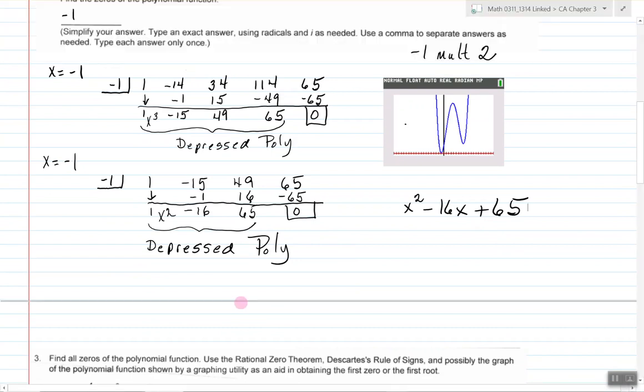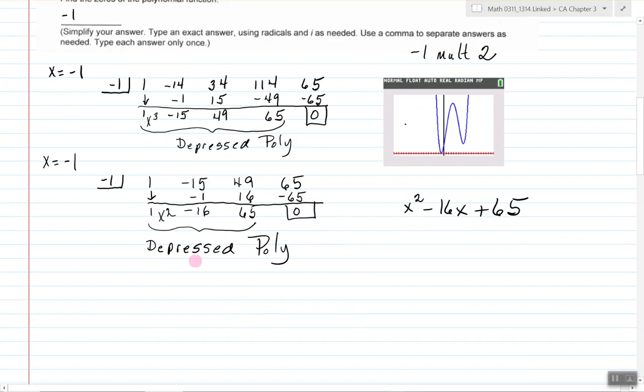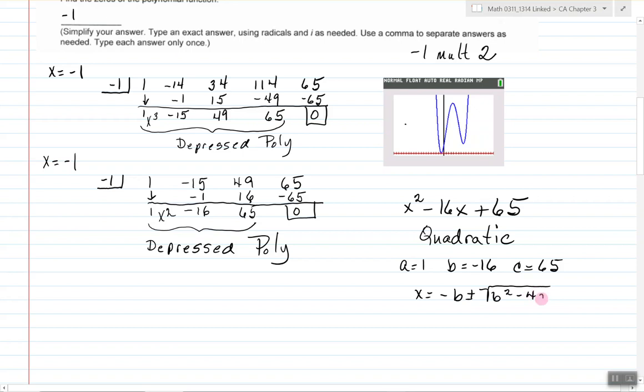I always try to depress the polynomial until it is quadratic, because then whether the answers are rational, irrational, or imaginary, I can find them. I'm going to use the quadratic formula. A is 1, B is -16, and C is 65. So x is equal to negative b plus or minus the square root of b squared minus 4ac all over 2a.